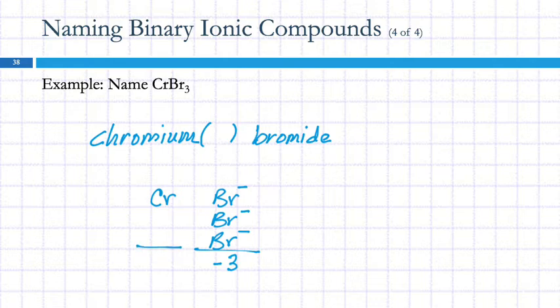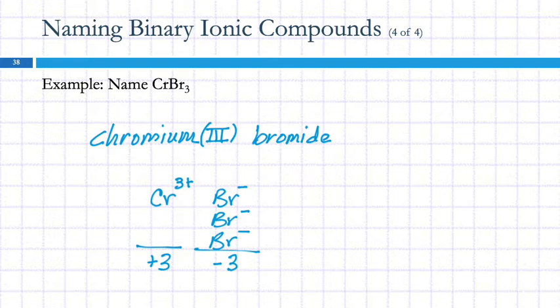So if the negative is -3, then the positive needs to be +3. Right? So we're going to take this charge and spread it over all of the metal ions. There's only one. So that must be 3+. So the Roman numeral is 3.